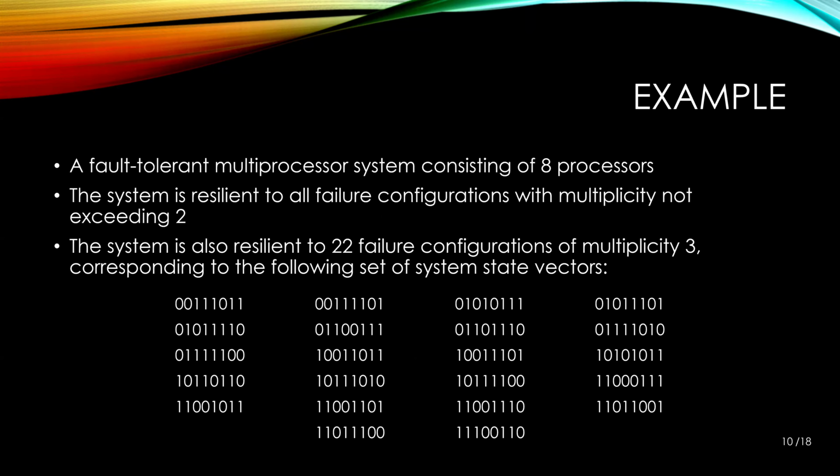So let's consider an example: a fault-tolerant multiprocessor system consisting of 8 processors, and the system is resilient to all failure configurations with multiplicity not exceeding 2. And in addition, it is resilient to 22 failure configurations of multiplicity 3, corresponding to the set of system state vectors presented on this slide. You can see them here.